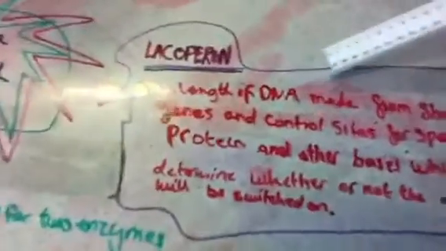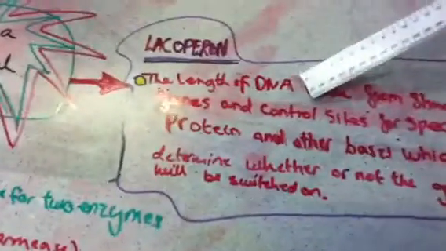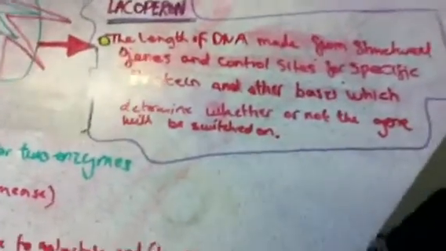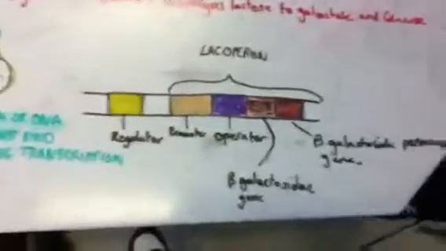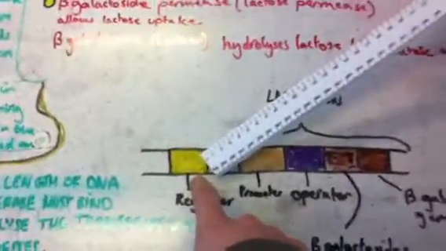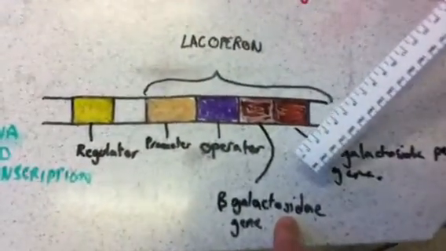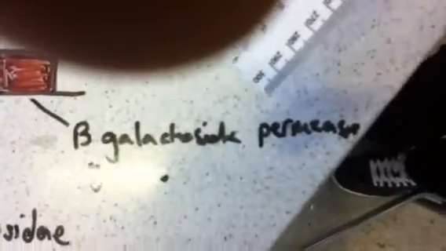It's the length of DNA made from structural genes and control sites which code for specific proteins and other bases which determine whether or not the gene will be switched on. So basically, depending on your environment, it determines if you need something or not. Going into detail, this is what it looks like, if we can create a model of it. As you can see, we've got the regulator gene, the promoter gene, the operator gene, the gene which codes for beta-galactosidase, also known as lactase, and the other bit, beta-galactoside permease, also known as lactose permease, that bit there.